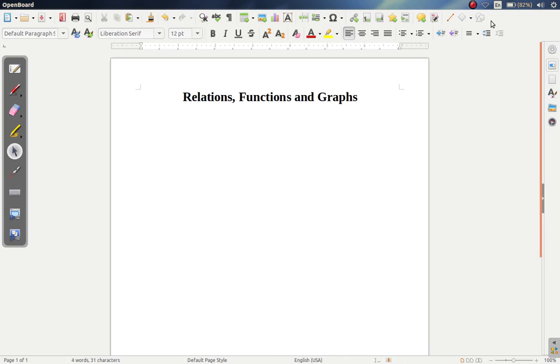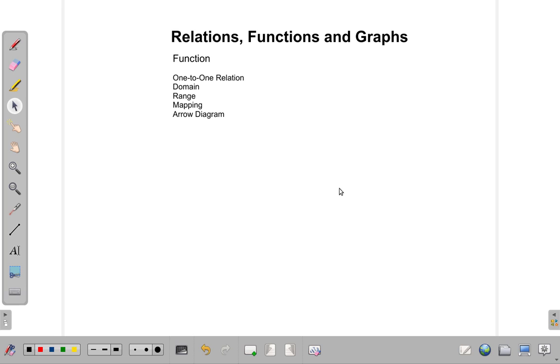We continue looking at relations, functions, and graphs. Now we will look at the function and what is meant by one-to-one relation, as well as repeat some of the terms that we have used in an earlier video where we looked at relations. Now, what is a function?